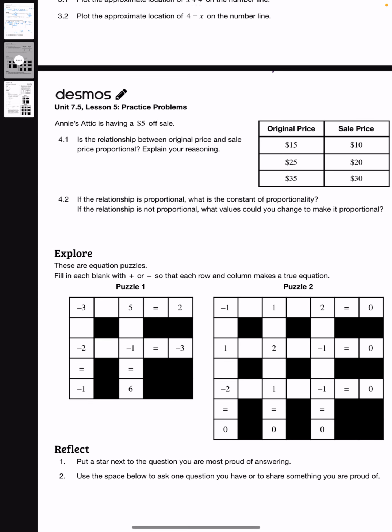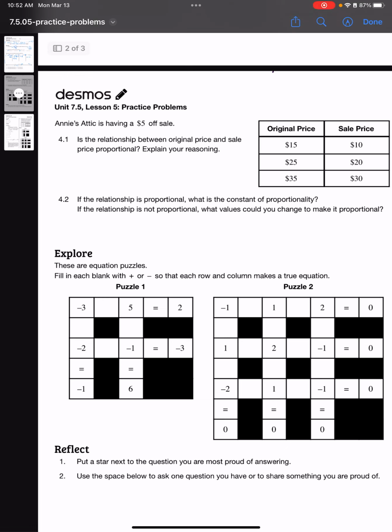Now, it says Annie's Attic is having a $5 off sale. Is the relationship between the original price and the sale price proportional? So we'd have to find a constant of proportionality. So I would always do x divided by y. So 10 divided by 15 is 2/3.